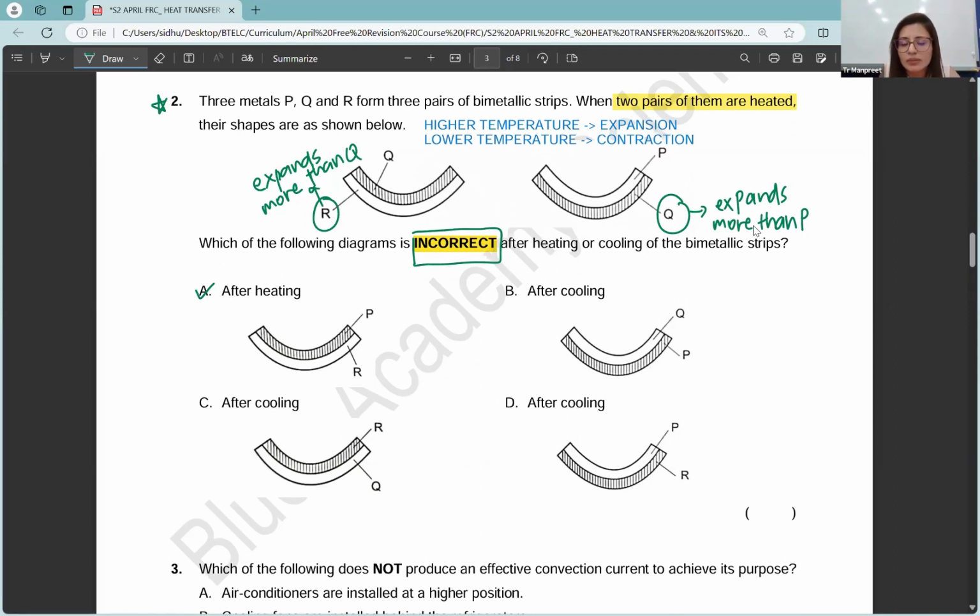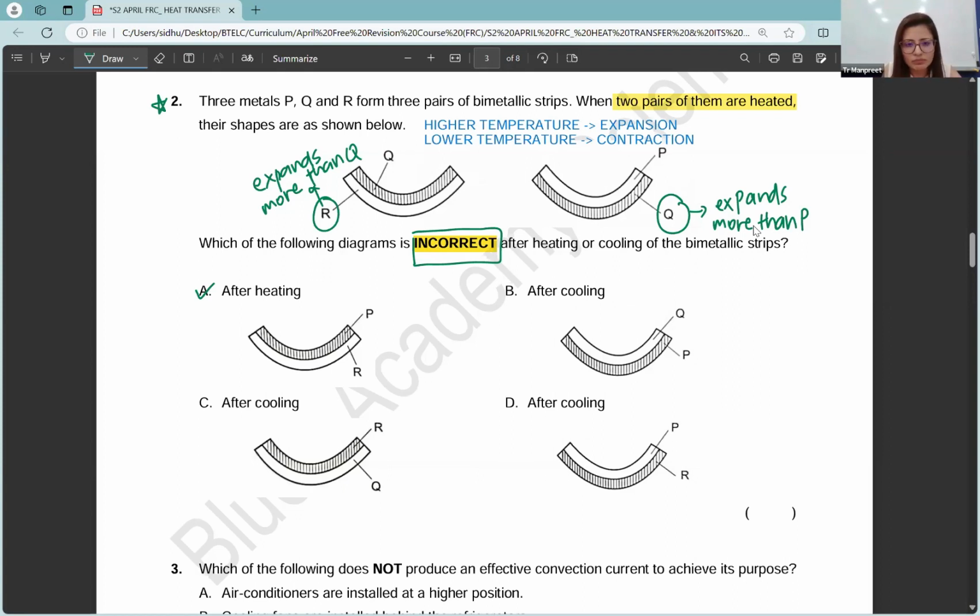Okay, so let's look at B. This is cooling. So we are talking about contraction. Now here it shows that P contracts most compared to Q. Now, is this true? Is this correct? Now, P is on the top. Q is below. Any idea? Do you know? Not sure? Doesn't matter. We can go to the next one.